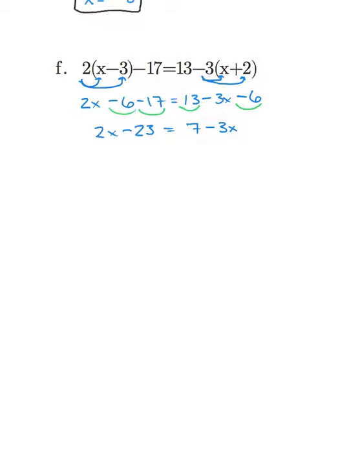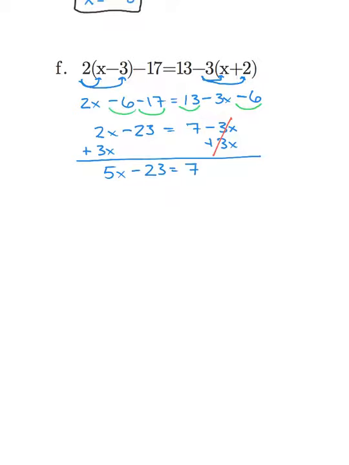So now we are to our solving steps. I want to get all of my variables on one side, all of my constants on the other. For this problem, I'm going to move my variables to the left just because it involves adding 3x, which will give me a positive coefficient. On the right side, my 3x's cancel. On the left, I am left with 5x minus 23 equals 7.